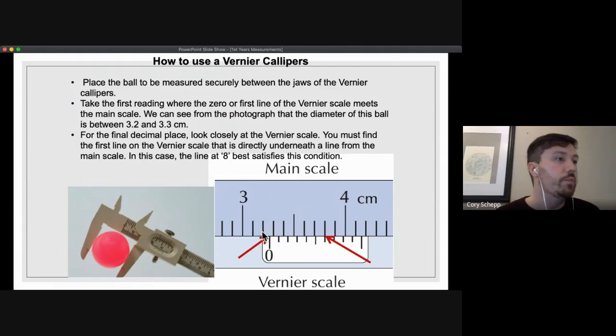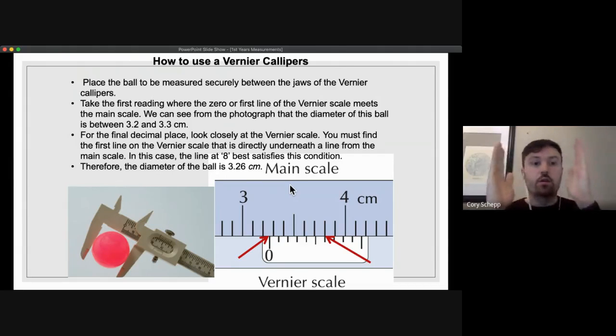So it's less than 3.3, more than 3.2, 3.26, okay? If you were to tell me it's 3.2, that's pretty good. Or 3.3, somewhere in there, that'd be pretty good. But then you can use the vernier scale to get even more accurate, okay? Therefore the diameter of the ball is 3.26 centimeters. That's how long the diameter is, okay?